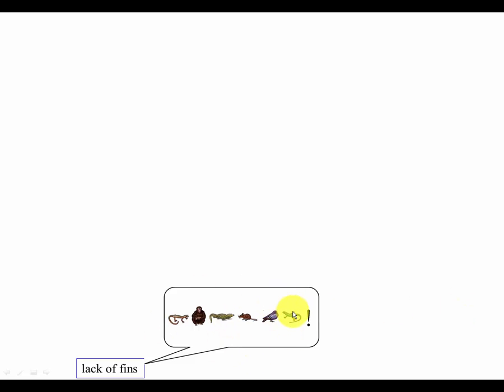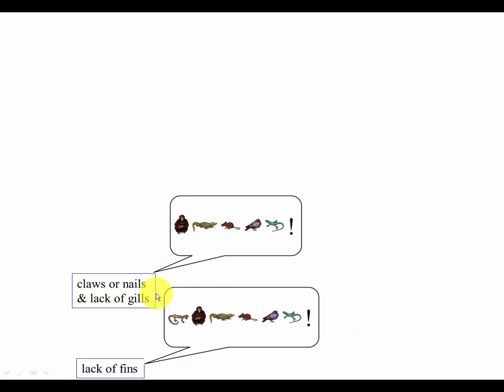So we start with lack of fins. That's the character, the synapomorphy, that has the biggest clade. And what that implies is, when we put claws or nails in here, or lack of gills, they have the same synapomorphic group. What that implies is that all of these belong to one lineage, and that the salamander split off on its own after this point in time. So those nest within one another. There's no disagreement there.